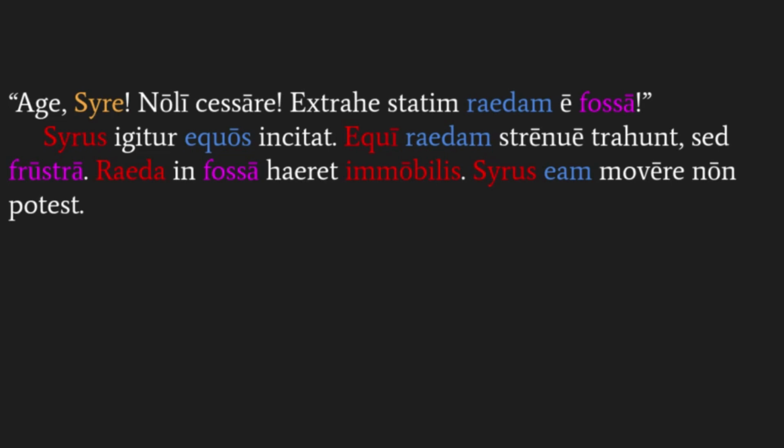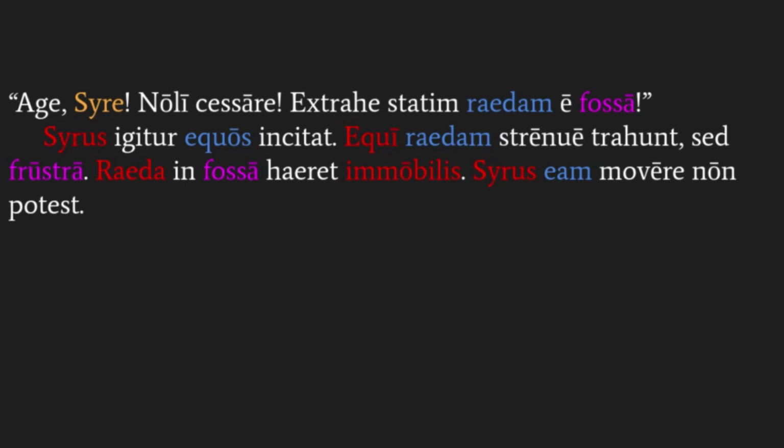Cyrus igitur equos incitat. So Cyrus, there's our subject, the slave. Cyrus, therefore, urges on, incitat, the equos, the horses, right? It's accusative plural. Equi raedam strenue trahunt sed frustra. So the horses, there's our new subject, right? The horses, trahunt, they drag the raedam, the carriage, our direct object. They drag the carriage strenuously, strenue, but in vain. Again, frustra is an adverb. It's saying how did they drag it? They dragged it in vain, frustra. Raeda in fossa haeret immobilis. So the raeda, the carriage, remains, is stuck, haeret, is stuck immobilis, motionless, in fossa, in the ditch.